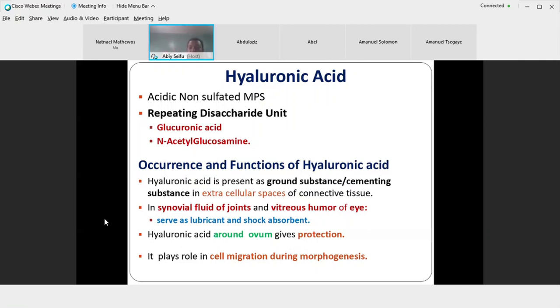Hyaluronic acid is found around the ovum. This gives protection to the egg. It also has a role in cell migration during morphogenesis, which occurs in normal development. Therefore, if a given cancer cell synthesizes a large amount of hyaluronic acid, it helps them move from one part of our organ to the other.